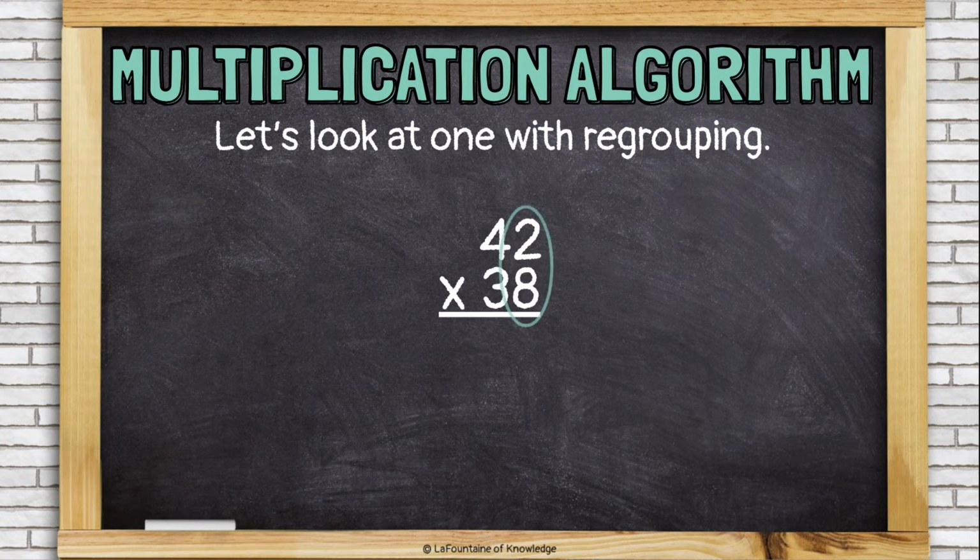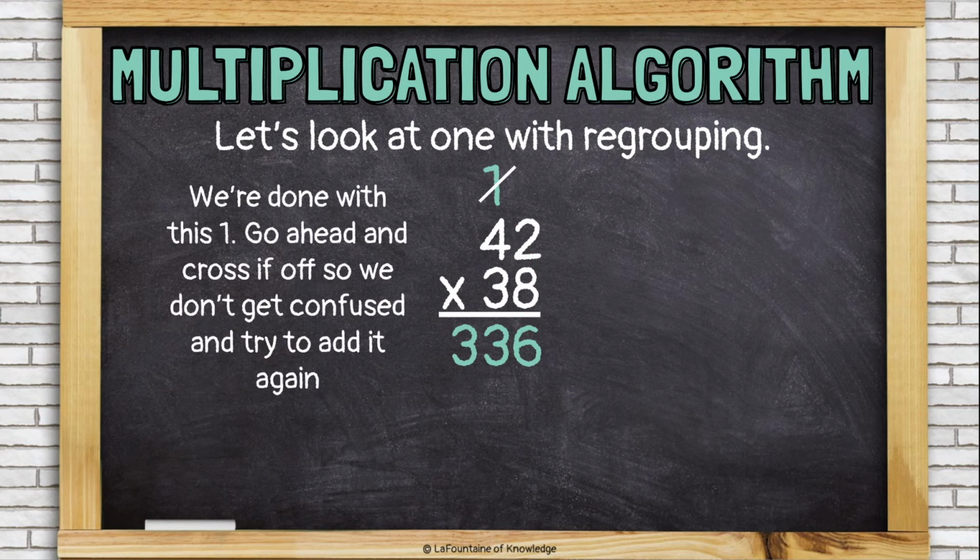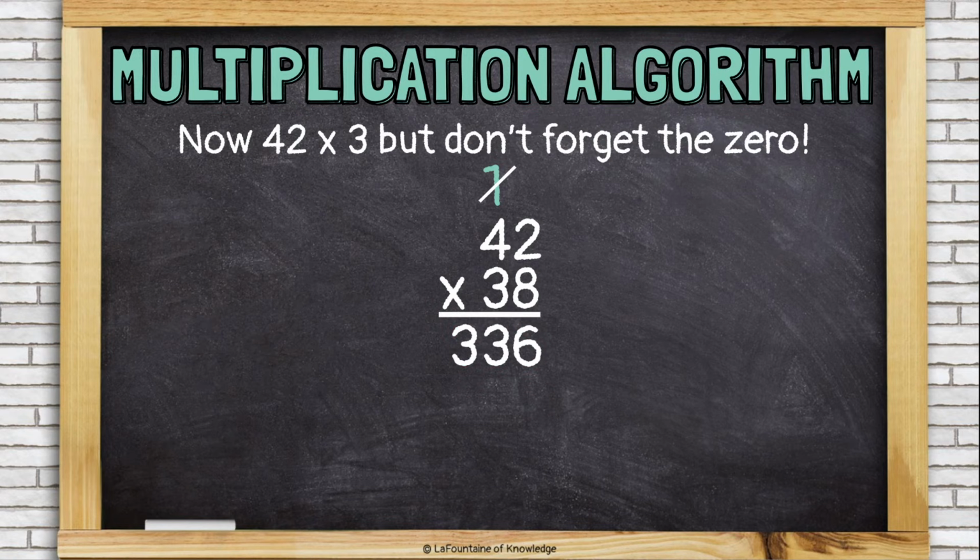Here we go. 8 times 2 is 16. I put down the 6 and I carry the 1. 8 times 4 is 32, but don't forget to add the 1 to it, 33. Okay, that was 42 times 8. Let's move on to 42 times 3. But first, I'm going to cross off that 1 that I carried so I don't get confused and try to add it in again. I'm also going to put the 0 in the 1's place of that second number.